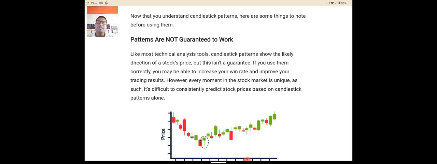However, every movement in stock market is unique. As such, it is difficult to consistently predict stock prices based on candlestick patterns alone.